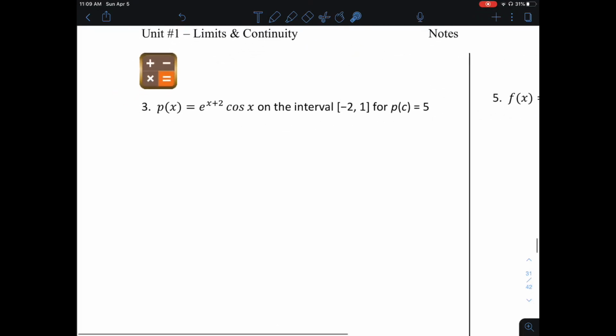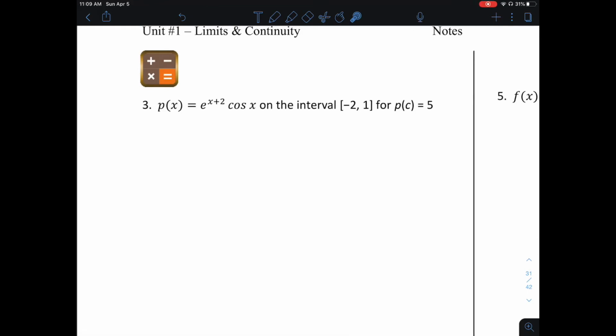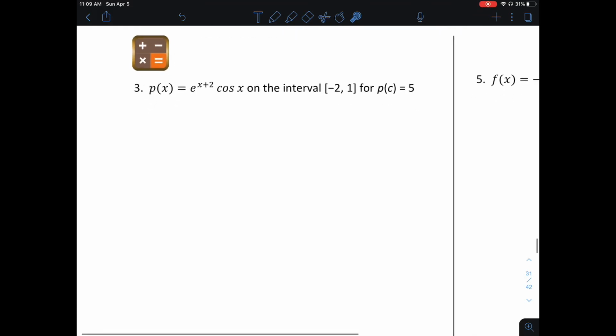Which leads me to number 3. There's a little calculator icon here, which means you're supposed to use a calculator. Did I include a calculator icon for every problem you're supposed to use a calculator in your notes and homework? No. Why didn't I? Because I make mistakes. So if you notice something, you think, hey, you should be able to use a calculator for this, let me know, and I will try to change that for the following year. All right, number 3, same directions.